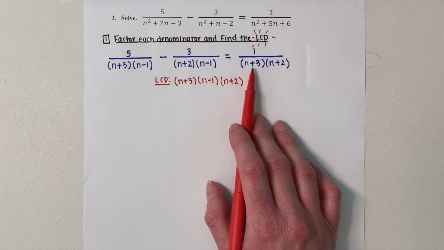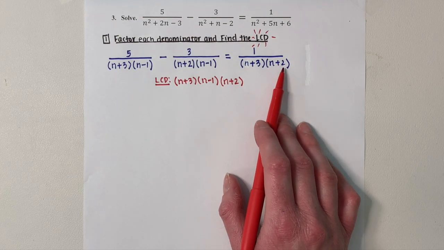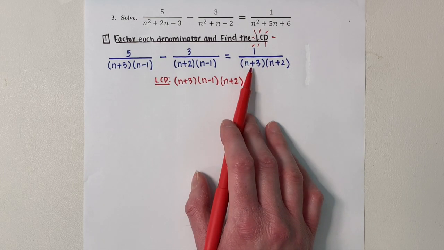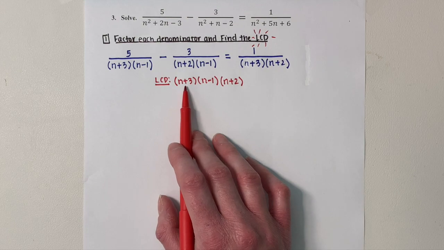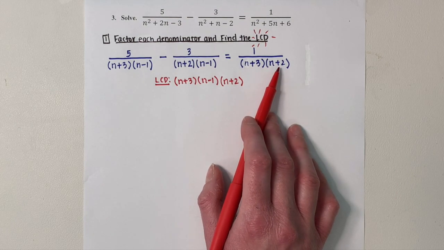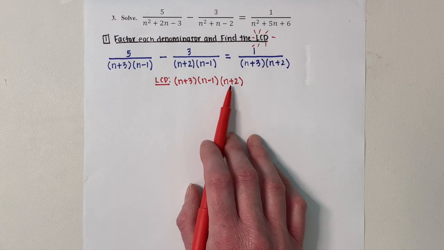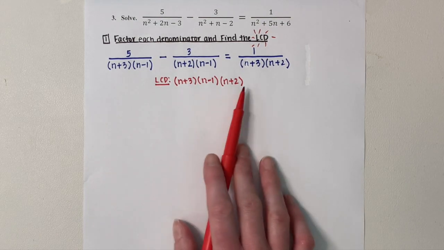Then let's examine the third denominator. Each factor in this denominator must appear in our LCD. Does the factor n plus 3 appear in our LCD? Yes, so we don't need to add it. Does the factor n plus 2 appear in our LCD? Yes, it does already, so we don't need to add it. So this is our LCD.